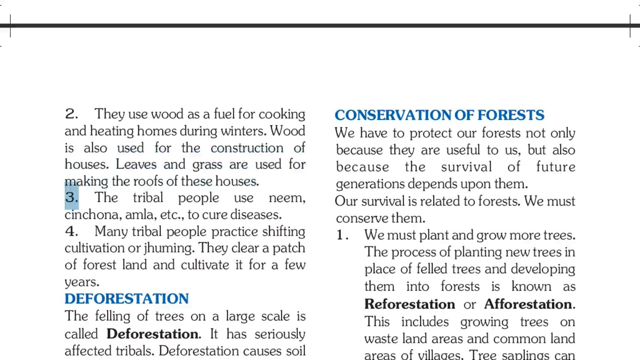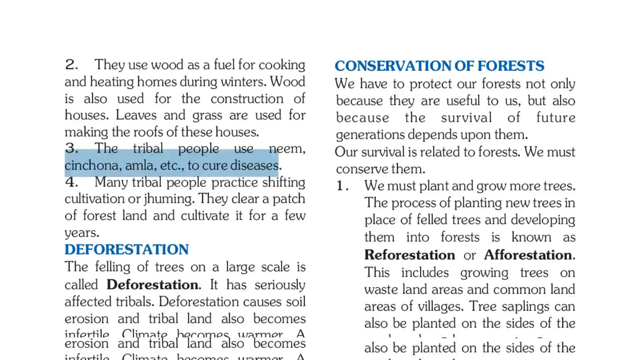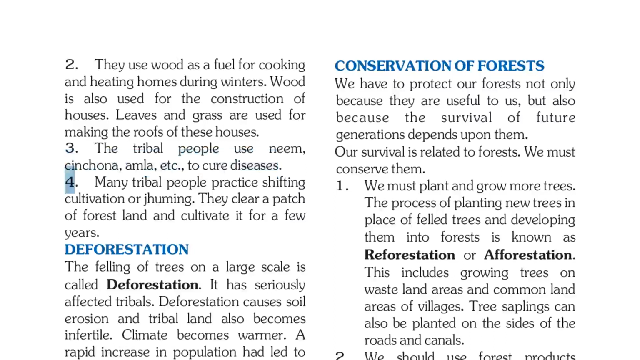Number 3. The tribal people use neem, cinchona, amla, etc. to cure diseases. Number 4. Many tribal people practice shifting cultivation or jhuming. They clear a patch of forest land and cultivate it for a few years.